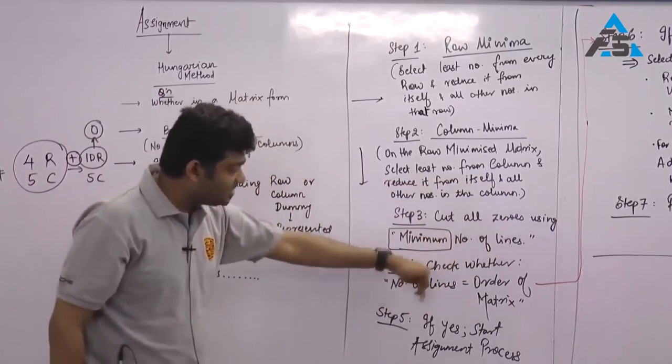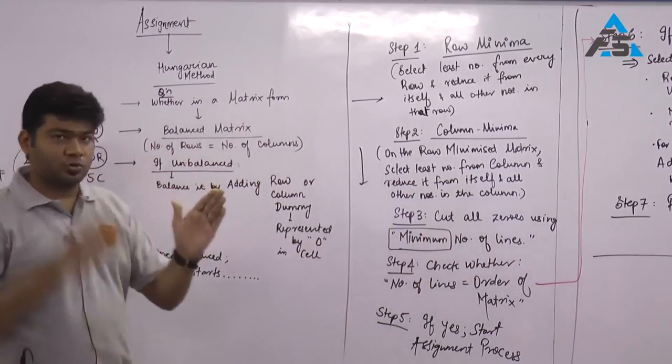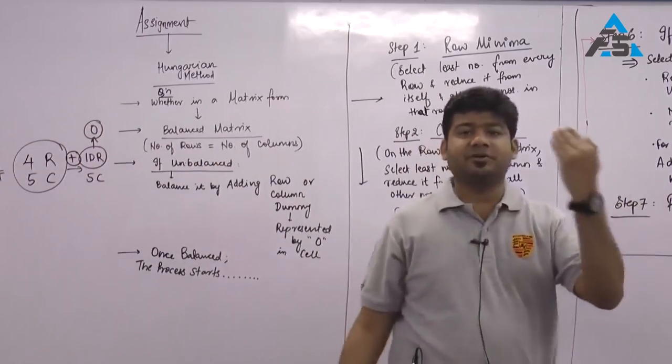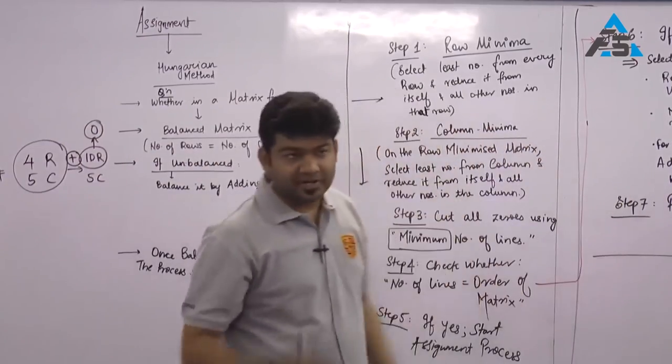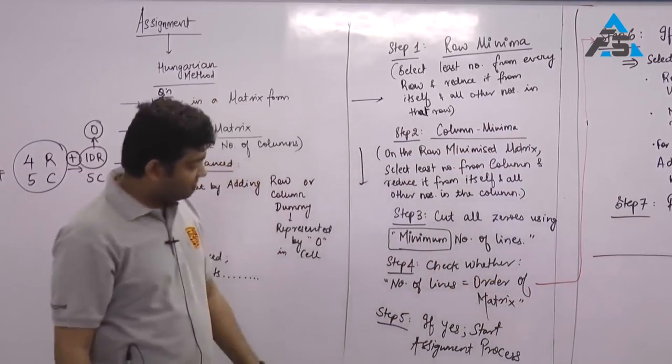Check whether number of lines is equal to order of matrix. What is order of matrix? Say 4 by 4: 4 rows, 4 columns, a 4 by 4 matrix. It is called order 4. 5 columns, 5 rows, a 5 by 5 matrix, the order is 5. Check whether number of lines is equal to order of matrix.